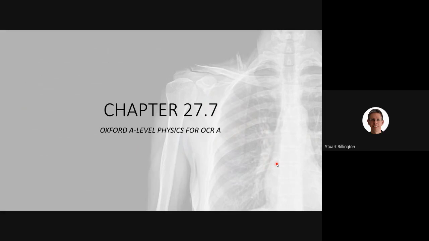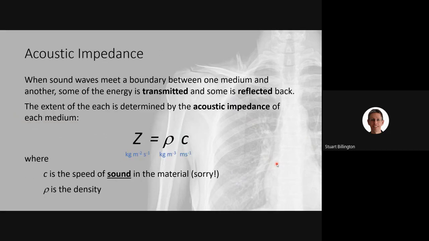Okay, so we now have a source of high frequency sound waves, and we are going to send those sound waves into the patient. And the sound waves are going to reflect off different boundaries between different tissues in the patient. So maybe the boundary between some fat and some muscle, or some muscle and some bone, at the boundary between the two materials where the sound wave passes from one medium into another, there will be reflection at the boundary. And the main part of this lesson today is that you need to be able to do some calculations so that you know how much will be transmitted and how much will be reflected back.